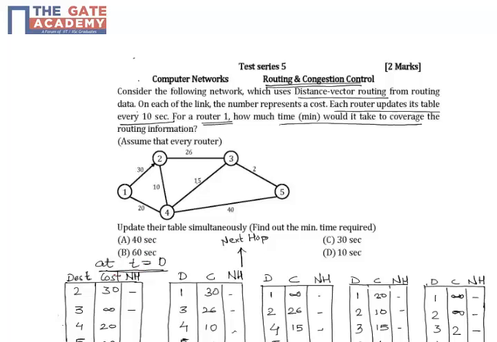As we know, in the distance vector routing protocol, each router maintains a vector of cost and next hop to all the destinations in the network. For example, router 1 would maintain a distance vector of cost and next hop to routers 2, 3, 4 and 5 in the network. Similarly, for all other routers.